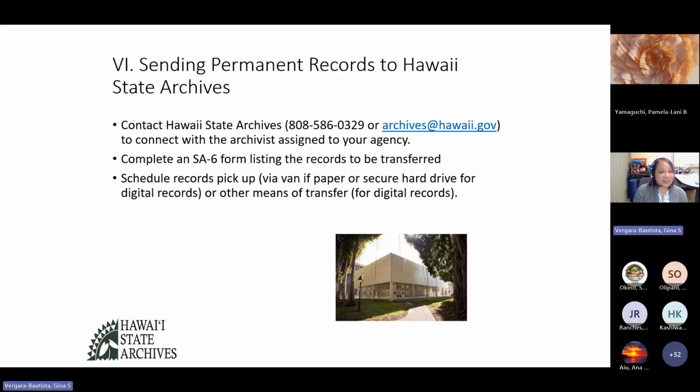There is an SA6 form that they will send you to be filled in. That is still an old school form, so you do need to get that signed by your records custodian and your departmental records officer. They will use our van to pick up those records if needed. So they will schedule that with us. Probably our office assistant and our warehouse worker will help pick up those records and deliver them to the state archives.